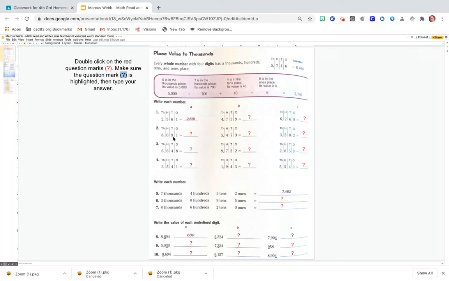We wrote 8,091, and we decided that our comma should be right there, which they actually already put. So, do you see this red question mark? If you click on him once, he puts a little blue text box around him. And the blinking cursor is already in there, so if you want, you can hit the backspace key and then type your answer. Or you can double click on him, and make sure he's highlighted.